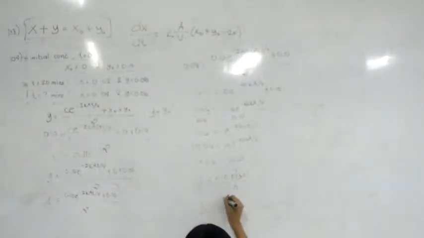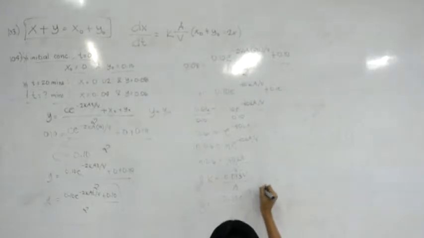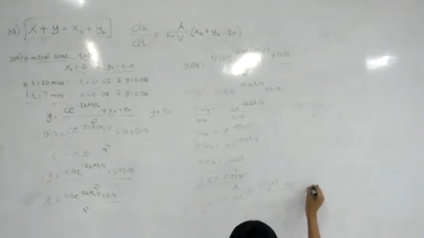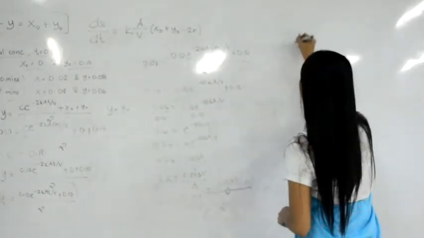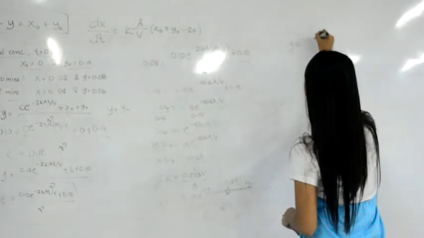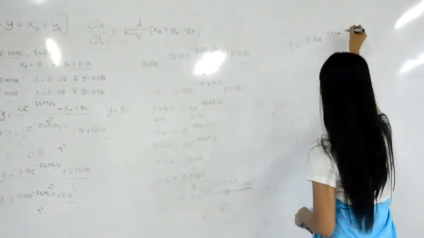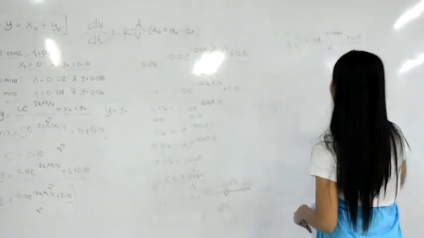Now, substituting our k into our equation, we have y equal to 0.10 e to the negative 2 times 0.013 v over a times a t all over v plus 0.10 all over 2, which is just equal to y equal to 0.10 e to the negative 0.026 t plus 0.10 all over 2. Now, we already answered this condition.